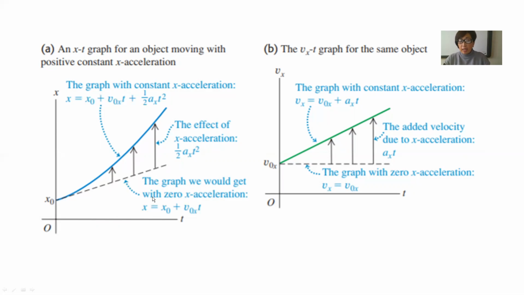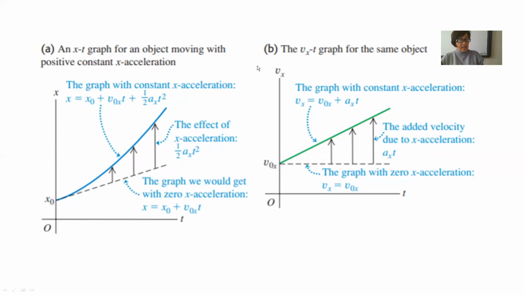And maybe the acceleration is not equal to zero. The effect of acceleration on the equation is the added term one half a t squared. The effect of acceleration is this line, perpendicular to the dashed line: one half a t squared.